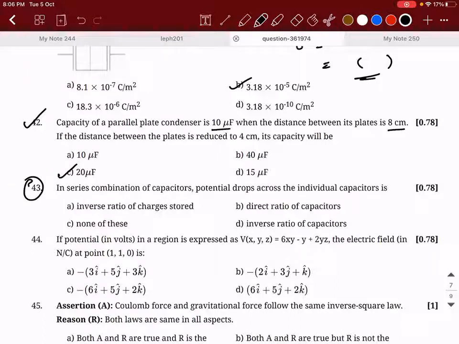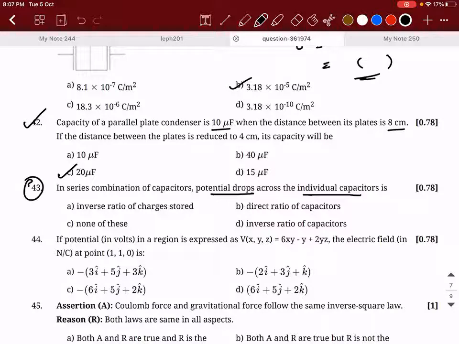Question 43. In a series combination of capacitors, potential drop across the individual capacitors is how much? Option A, sir. Inverse ratio of charges. How did you prove this? Yes, sir, because series means 1 by C. We can write Q is equal to CV, then C we can write as Q by V. So 1 by C means we can get V by Q, then it is the inverse ratio of charge only, no, sir.